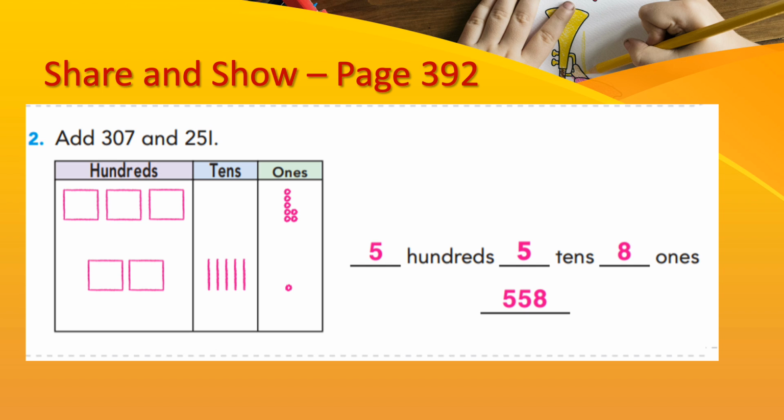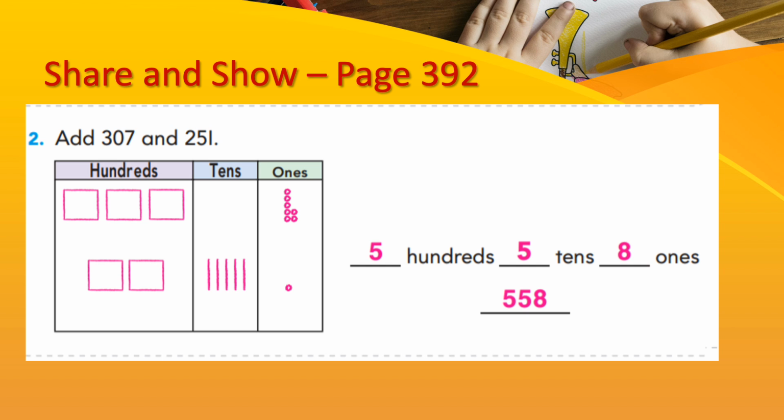What about 251? It has 2 hundreds. As you can see, I put 2 squares under the hundred section, 5 tens and 1 one. Now all you need to do is count the ones, the tens and the hundreds. And so the answer will be 558. You have 5 hundreds, 5 tens and 8 ones. Therefore, the answer is 558. Wasn't that clear now, children?